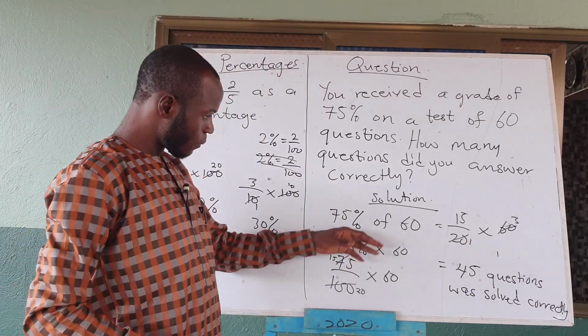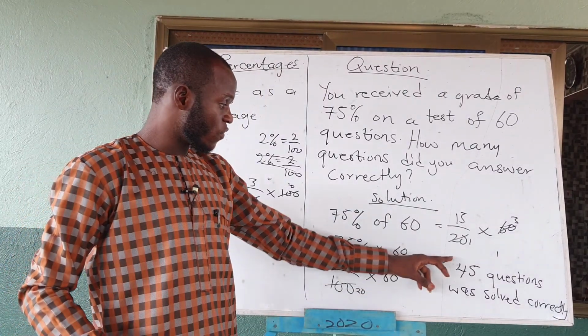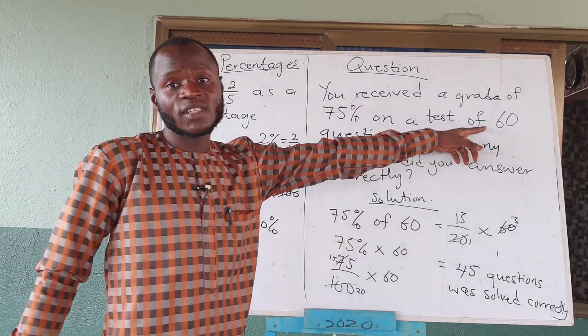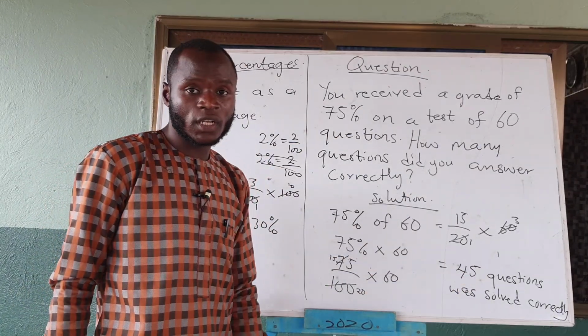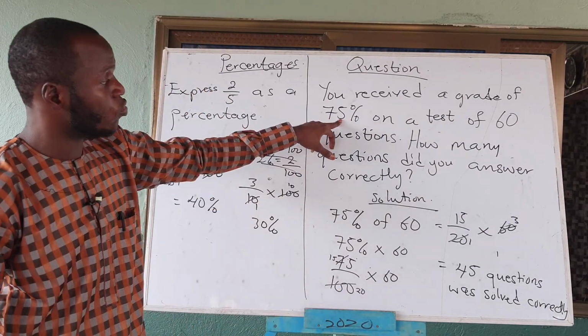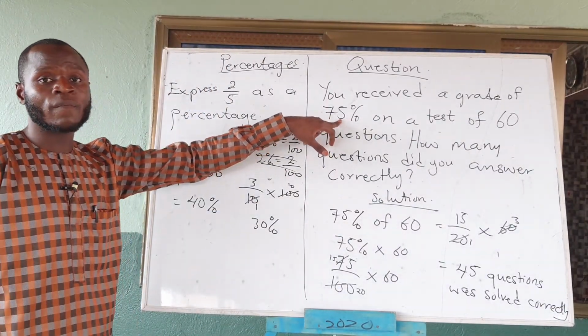So now after solving it, we realize that 45 questions out of the 60 questions were solved what? Correctly, okay? And that was equivalent to what? The grade 75%, all right?